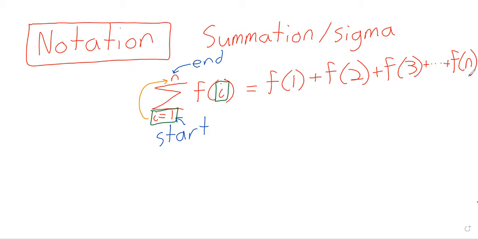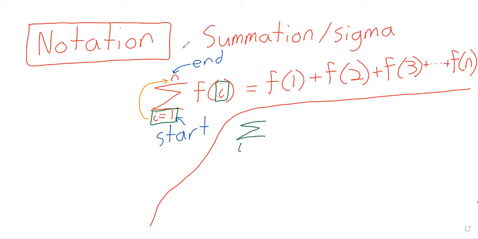Now this notation is possibly a bit cryptic, but I always think an example verifies everything. Let's go from I equals 1 to 4. And let's have that on the right of the sigma, I squared.